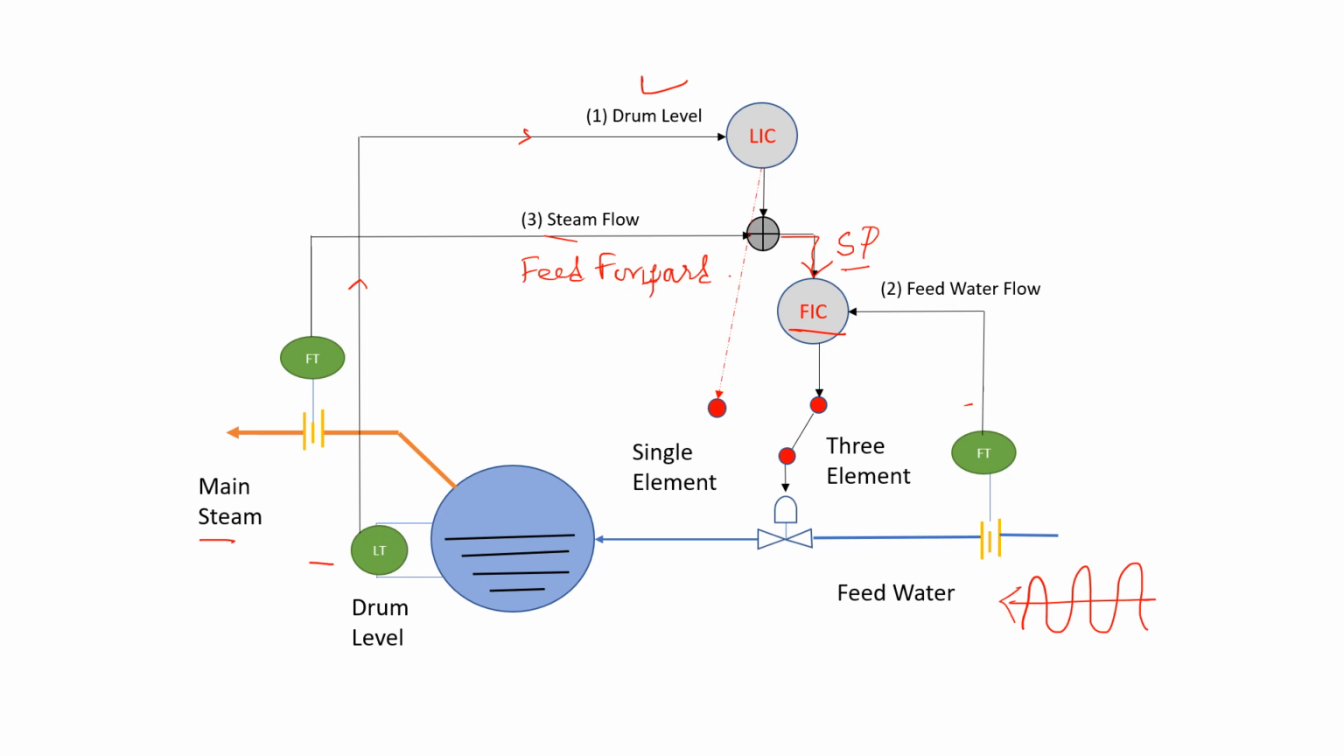So now we have all three elements: drum level, feed water flow and steam flow. When all three elements are taken into account, this whole control scheme acts more robust and is less susceptible to variation in feed water or main steam flow or any disturbance in the process that may happen. But can this three element drum level control be used throughout the process of the boiler?